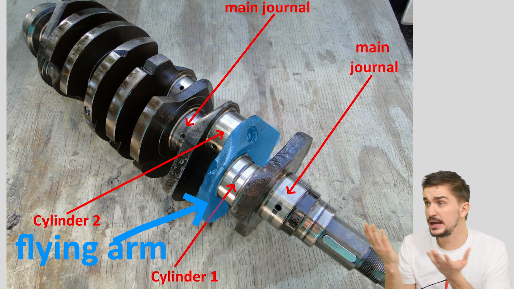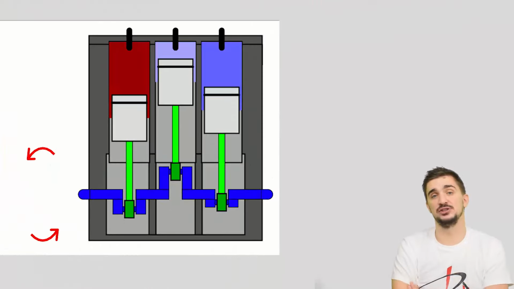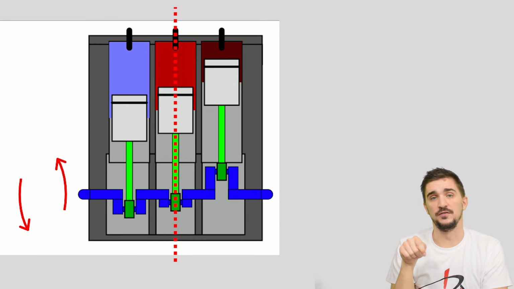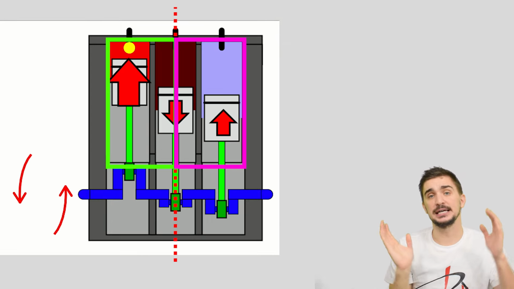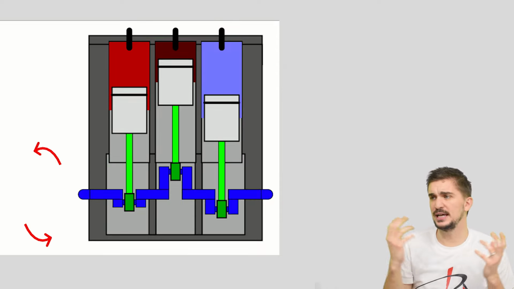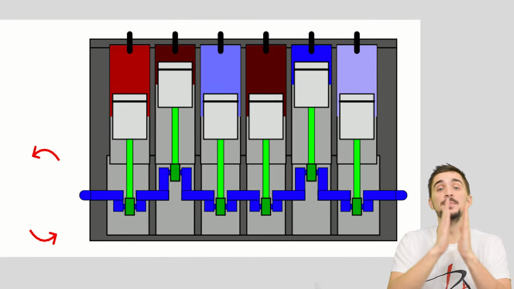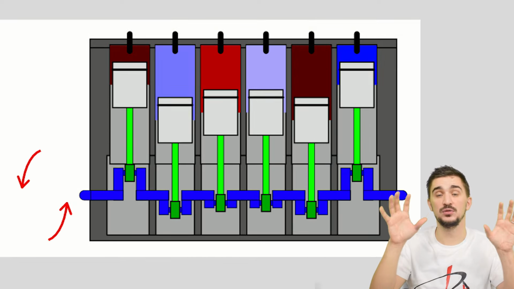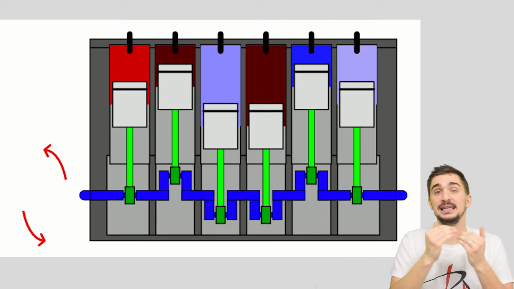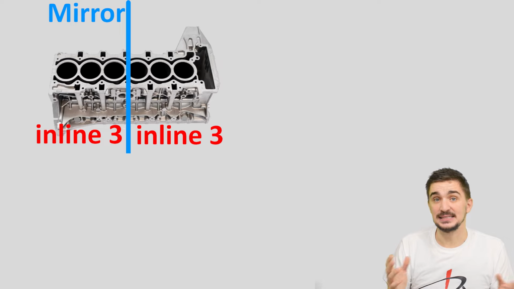But what about the primary and the secondary balance? Well, to understand that, let's recall the inline 3-cylinder engine. It has a primary imbalance in relation to its center of gravity, and therefore it has a rocking moment front to back. But the inline 6-cylinder engine has perfect primary balance. How come? Well, it's two inline 3s mirroring each other. So the two inline 3s in the inline 6 cancel each other's rocking moment out, and the inline 6 has perfect primary balance. But the V6 isn't like this.